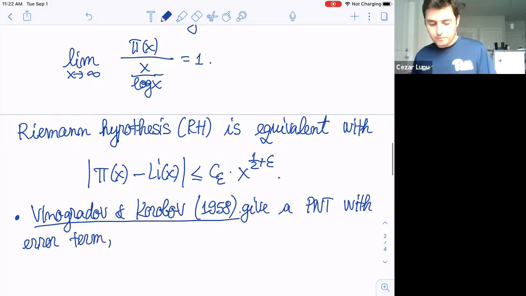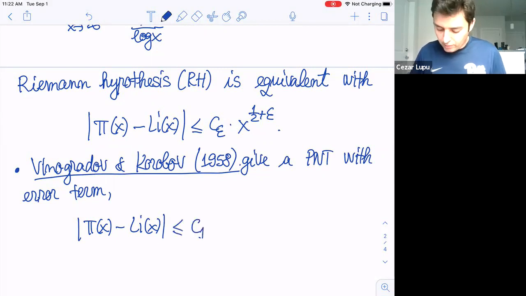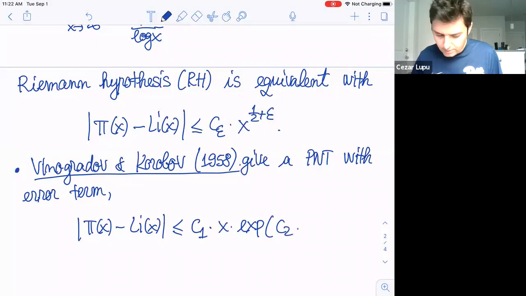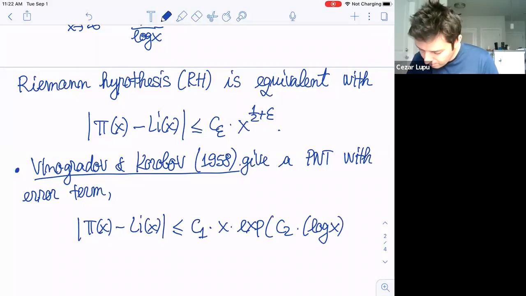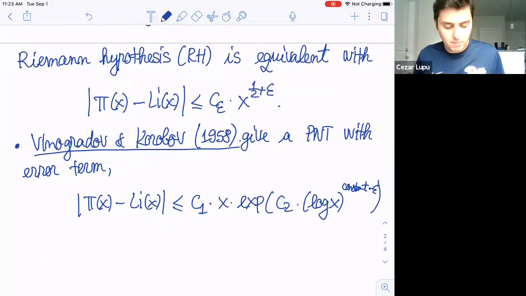Which says the following, that pi of x minus the logarithmic integral is less or equal than a constant times, if I remember, something like C1 times x times some exponential of another constant, C2, times something like log of x to something, epsilon, minus epsilon. Anyway, this is a weaker version of the one that you see above.